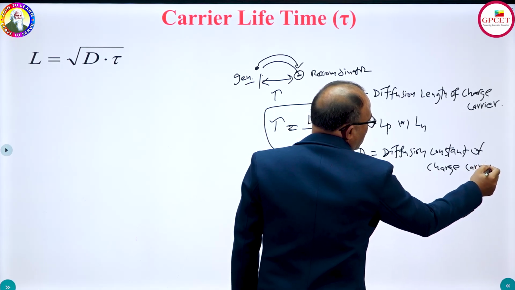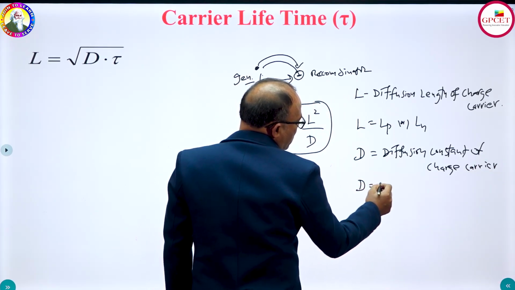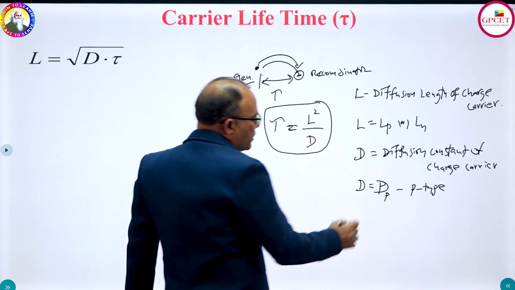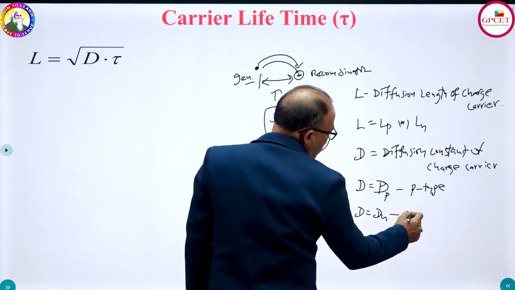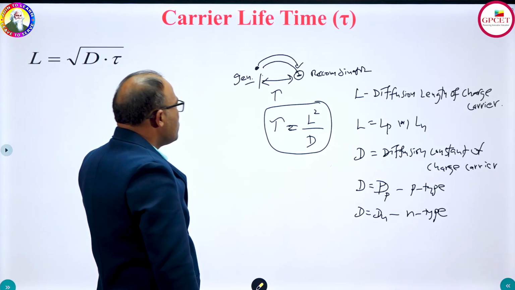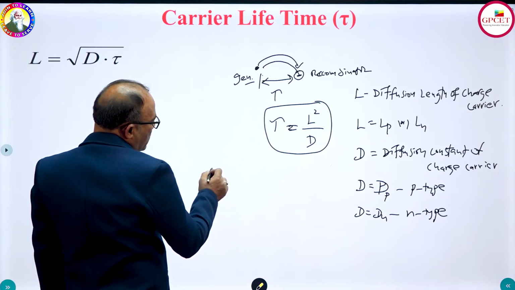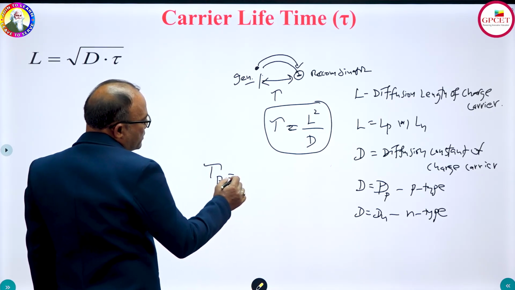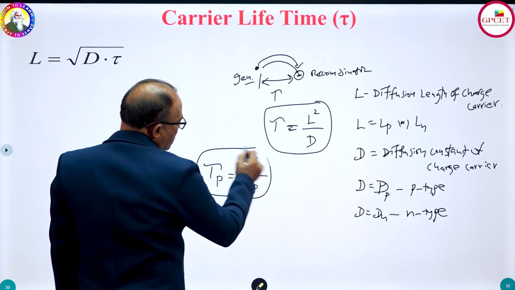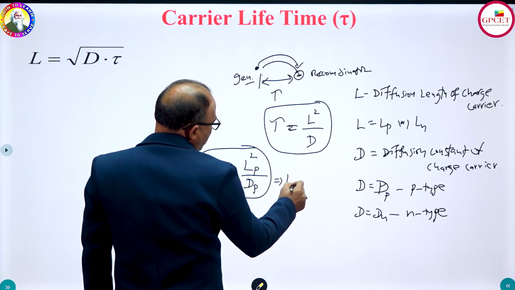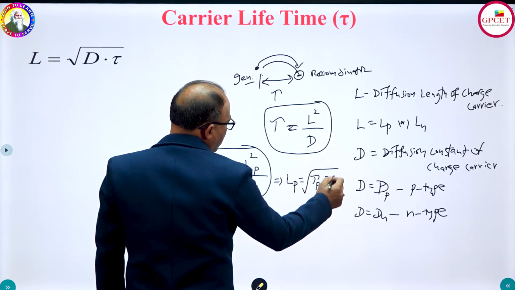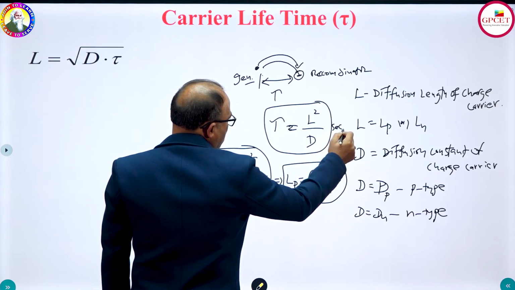D can be taken as Dp for a p-type semiconductor, which is nothing but the diffusion constant of holes, and D can be taken as Dn for an n-type semiconductor, which is the diffusion constant of electrons. So you can write the carrier lifetime of holes as tau p equals Lp square divided by Dp, or it can also be written as Lp equals square root of tau p into Dp. The unit is seconds.